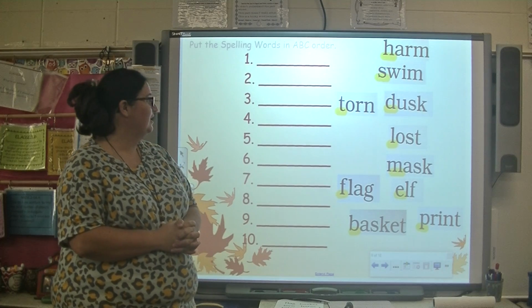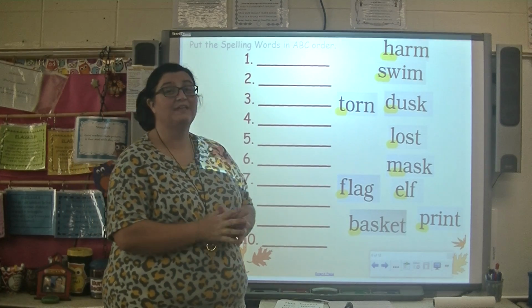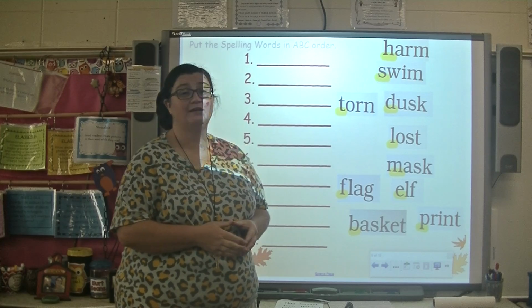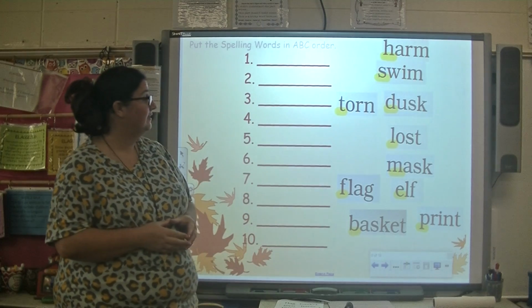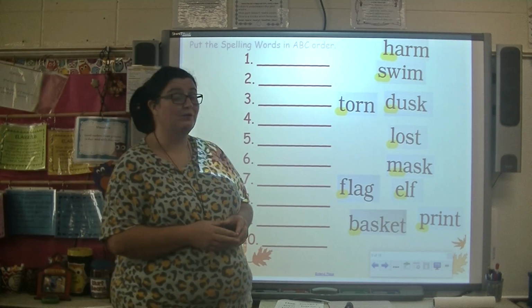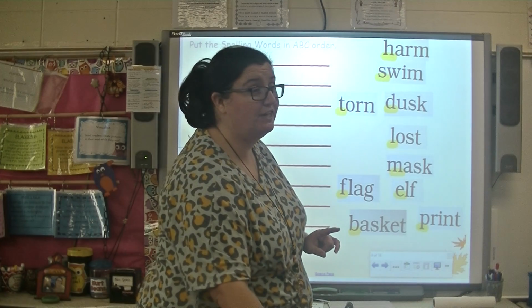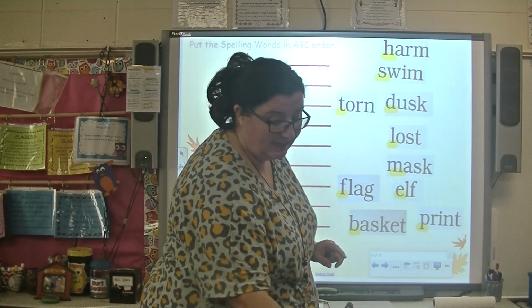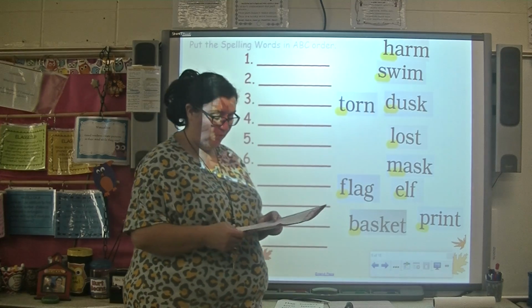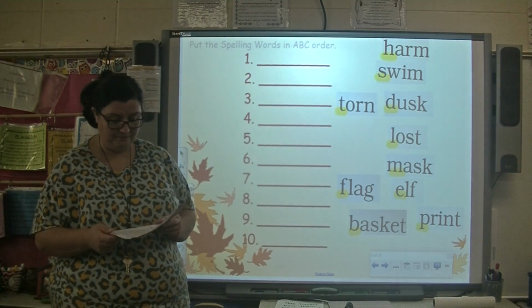Now, do all of your words begin with a different letter of the alphabet? Yes, they do. So we can use the first letter of each word as the guide letter. We'll use it to put our words in ABC order.